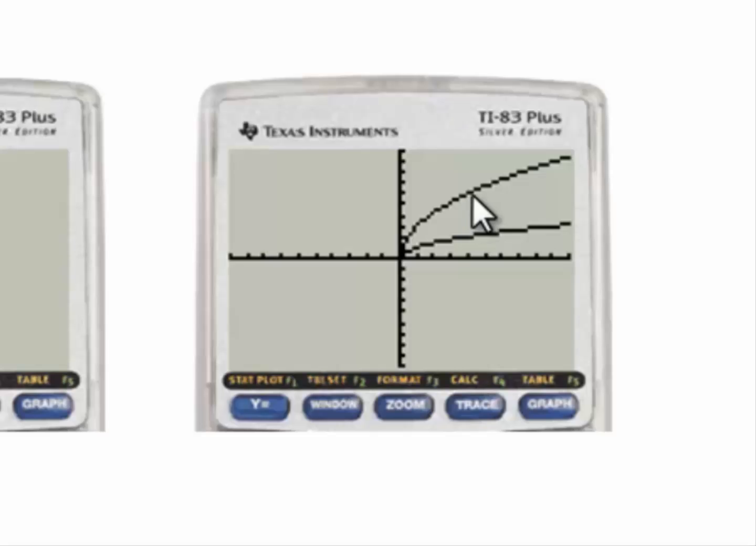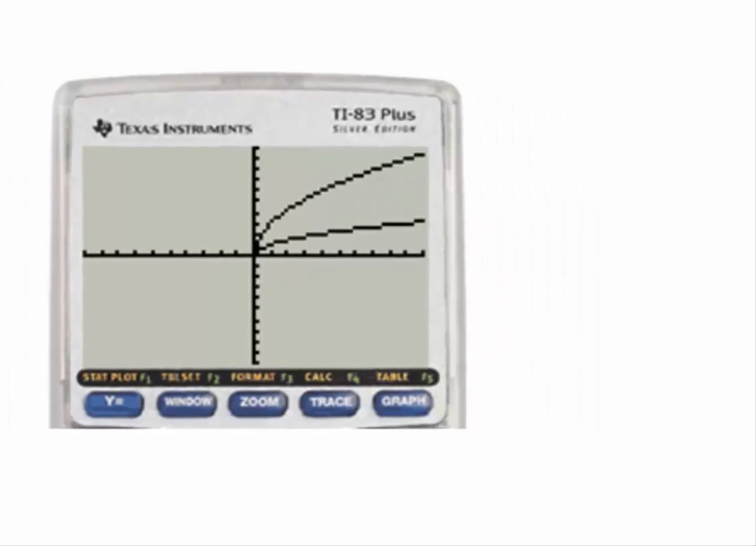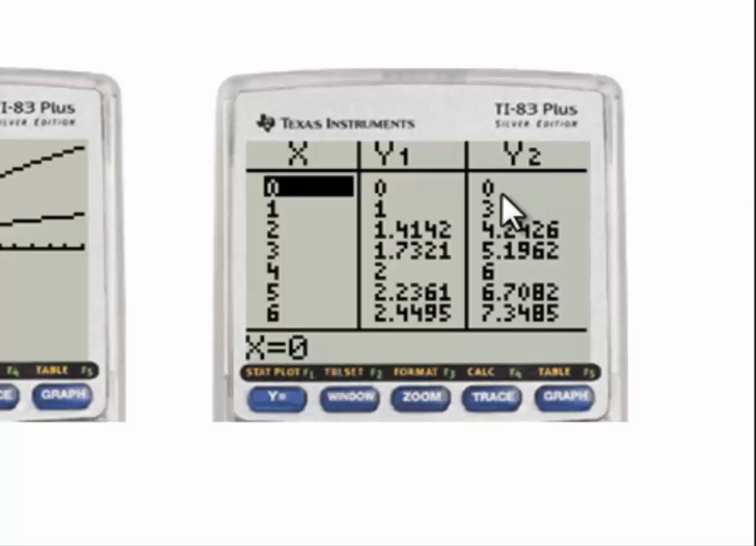So the graph is increasing faster than the parent function. And if we look at the table of values, we take y1, we multiply it by 3, we get y2. When y is 1, y2 will be 1 times 3, or 3. So these values in y2 are 3 times larger than the value in y1.